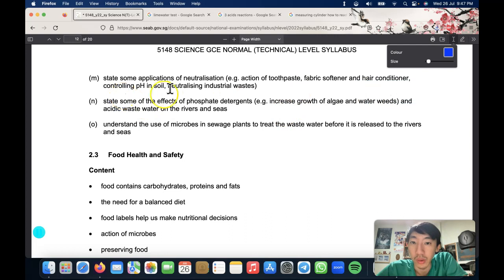Neutralizing industrial waste. Basically, you just need to know that these are all the ways that neutralization can be used. There are a lot of different ways: toothpaste, softener, hair conditioner, industrial waste.